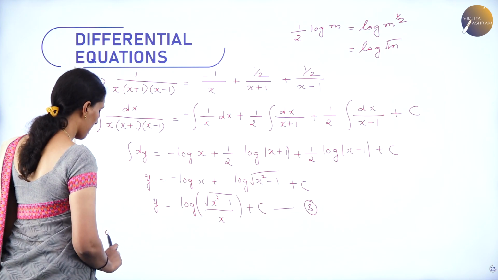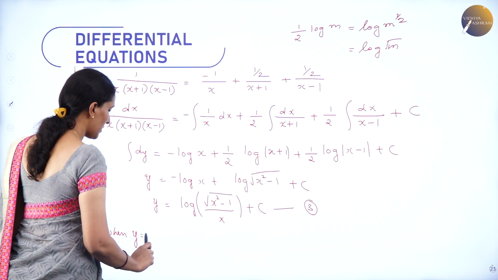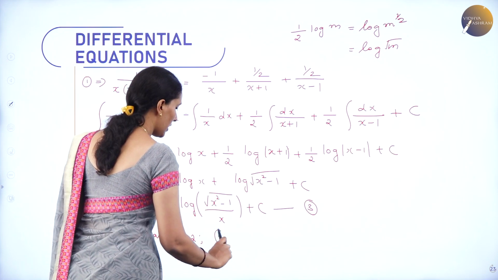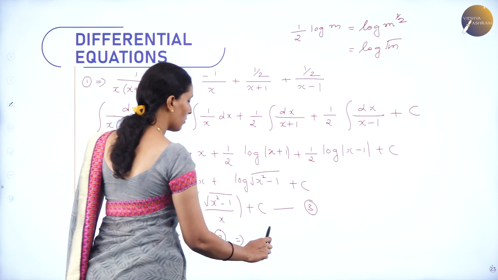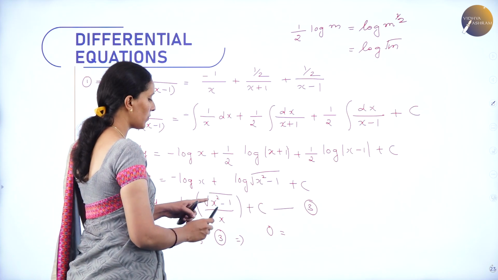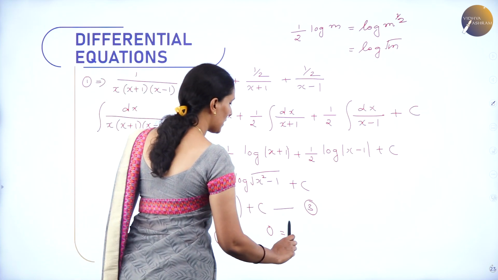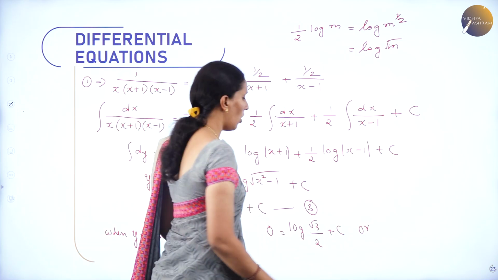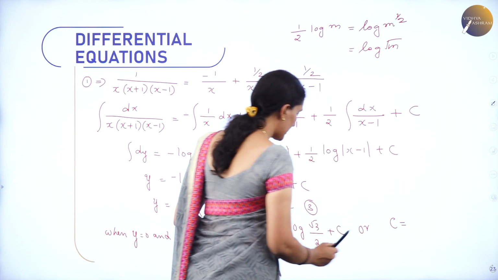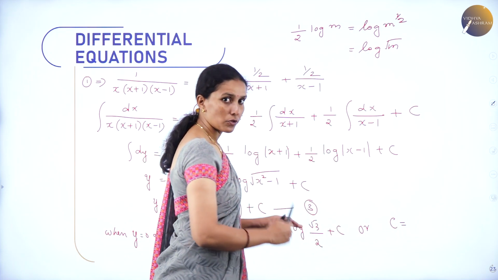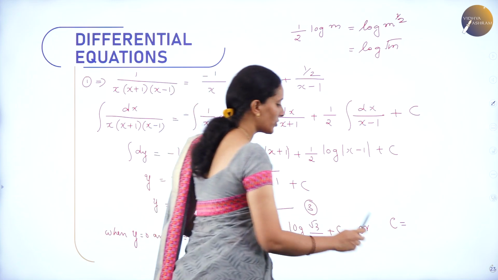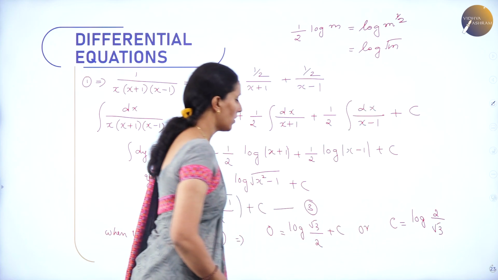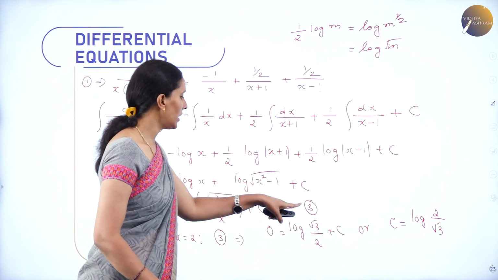So when y is equal to 0 and x is equal to 2, equation 3 implies, y is 0, 2 square is 4, 4 minus 1 is 3, so this becomes log root 3 divided by 2 plus c. Or I can write this as c is equal to minus log root 3 by 2. So minus log root 3 by 2 can be interchanged as log 2 by root 3. So now substitute the value of c in equation 3.